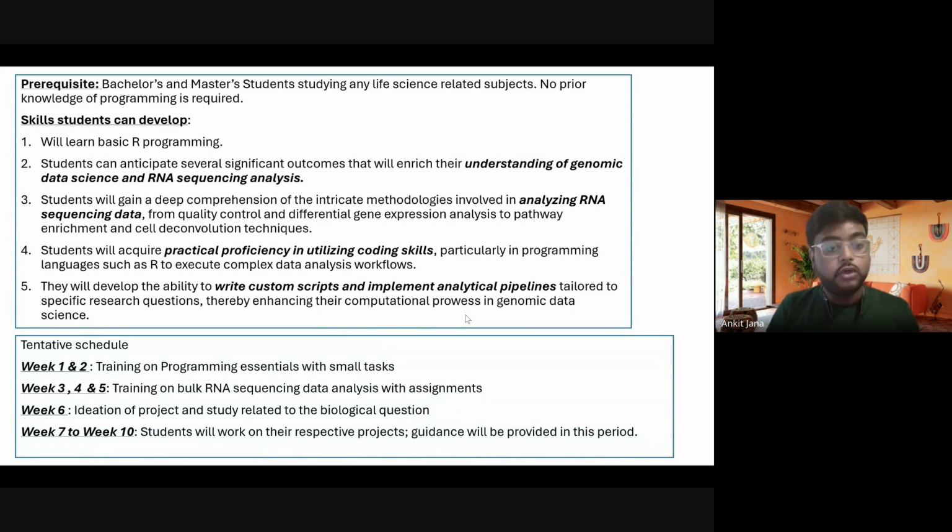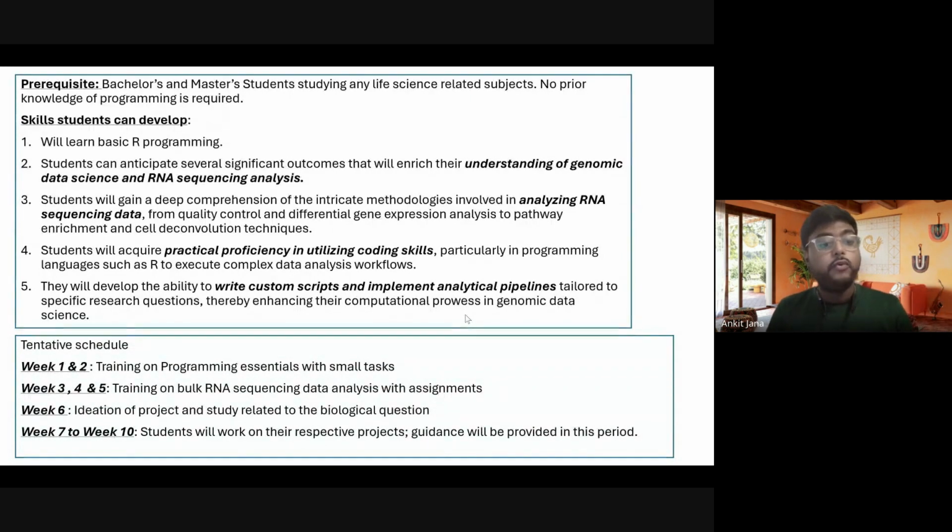After that, for weeks 3, 4, and 5 onwards, we will train you on how to analyze bulk RNA-seq data. We will introduce you to various R packages and how they can be used for RNA-seq data analysis, and we'll also give you some assignments to complete. Then in week 6, we will work on the ideation of the project, like what your project will be, and what the research question or biological question is that we are answering. We will try to have a theoretical background of that biological question, and we will be studying that in week 6.